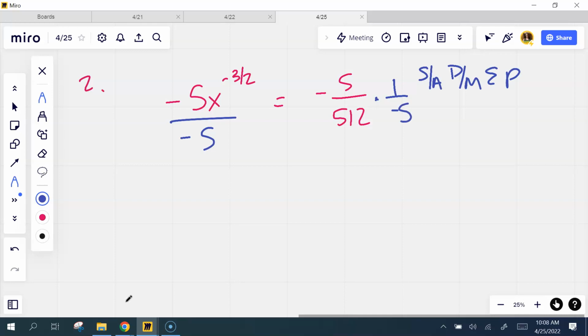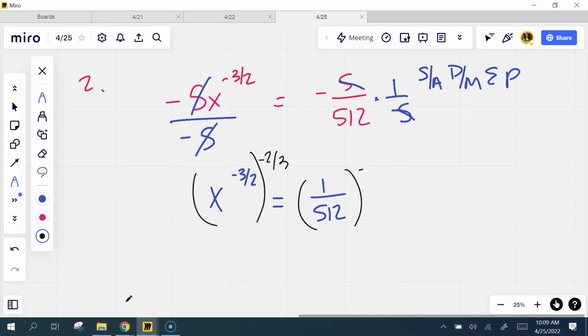So times, yes? So keep the negative, yes. This is going to cancel, but what's going to happen? Look, you've got a negative times a negative, right? So I've got x to the -3 over 2 equals 1 over 12. Does that make sense? Now what? I've got to get rid of the exponent, so what do I do? So negative 2 over 3.